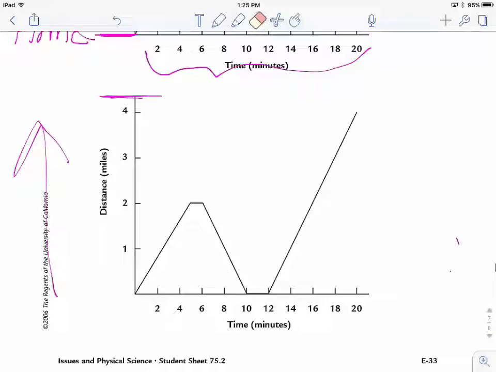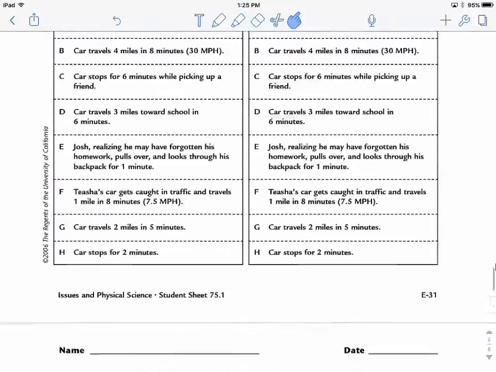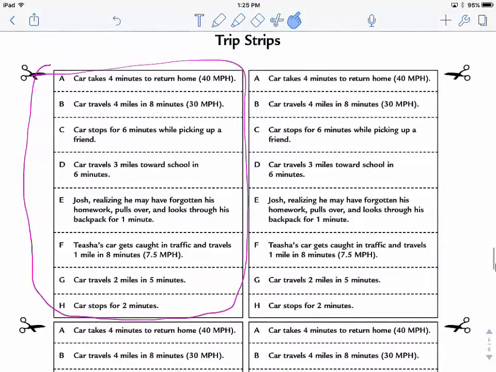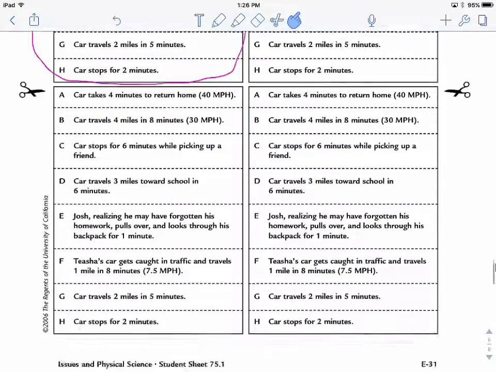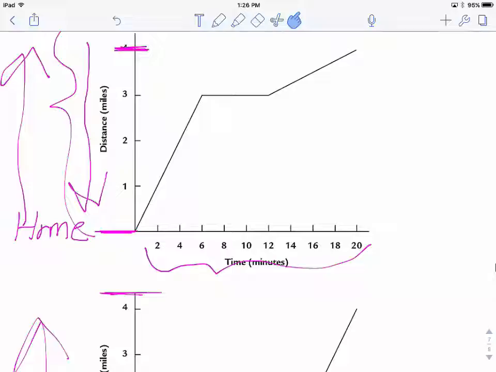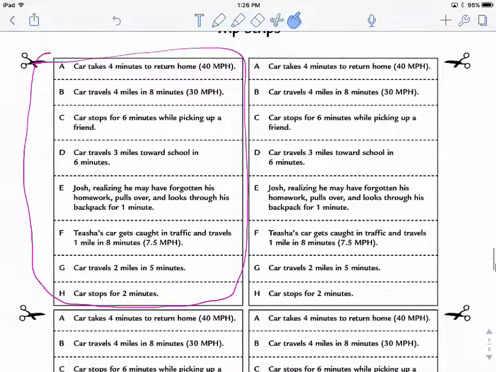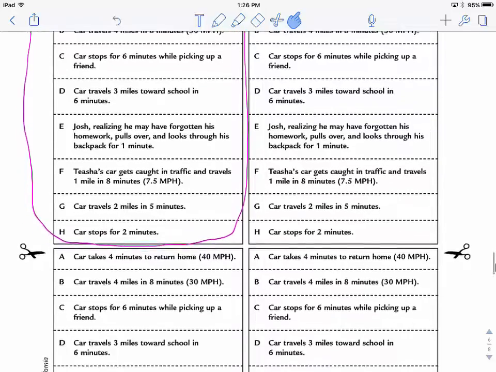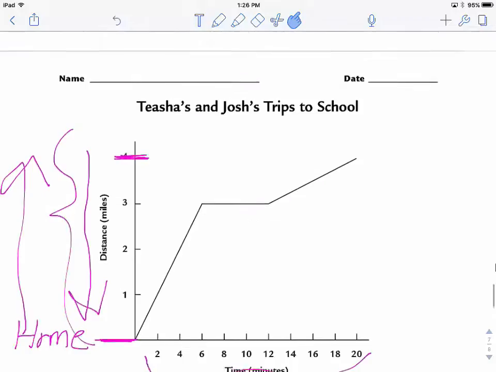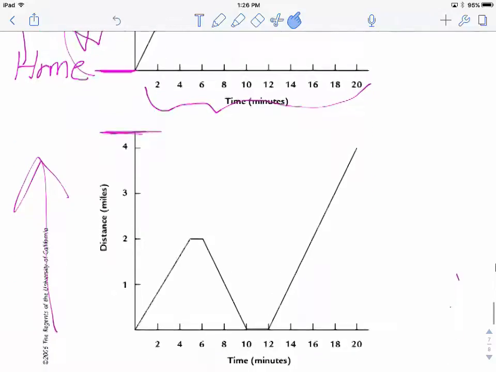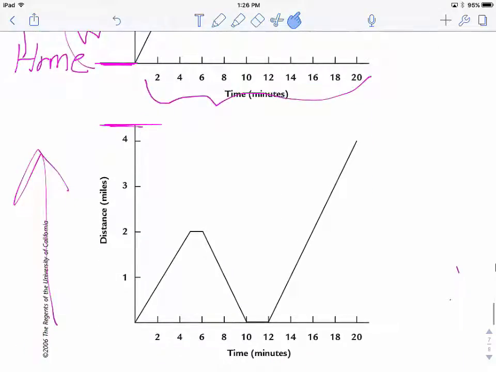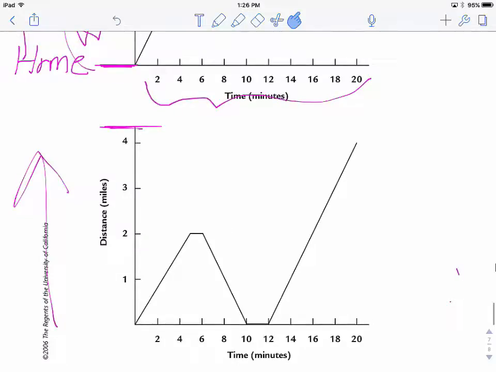So let's take a look at our first set of data. We're going to look at A. A car takes 4 minutes. So which axis are we going to look at for the 4 minutes? X or Y? X. So it takes 4 minutes to return home. So which way is it going to be going? Down. So which line in either one of these graphs would that be? Which line is going towards home?